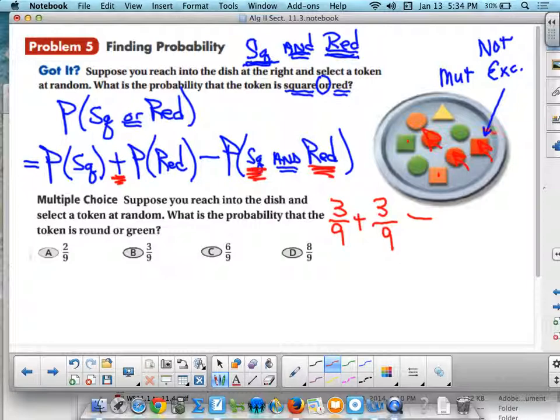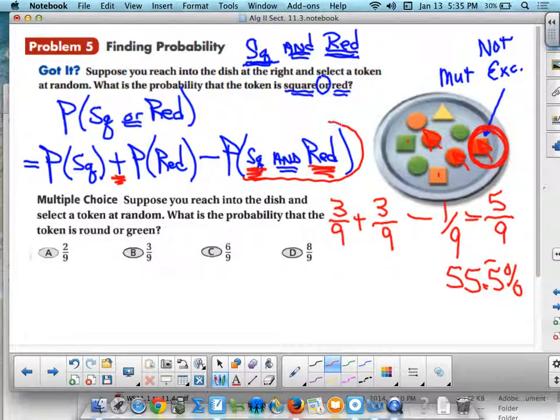Well, how many are squares and red? This one right here, just 1 out of 9. Now when you do the addition here, you get 6 ninths. Take away 1 ninth, you're down to 5 ninths. Now 5 ninths is about 55.5 repeating percent.